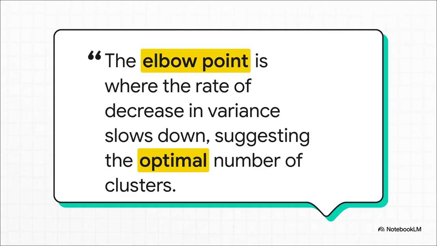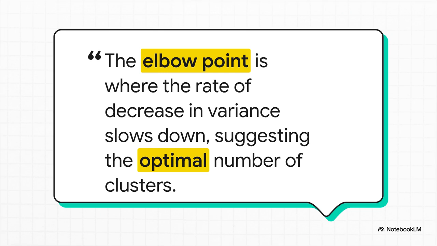All right, next up, how many groups are we actually looking for? Is it 2? Is it 10? How do we know? Well, we use a clever little technique called the elbow method. What we do is we calculate how tightly packed the groups are for different numbers of clusters, say for 2 clusters, then 3, then 4, and so on.